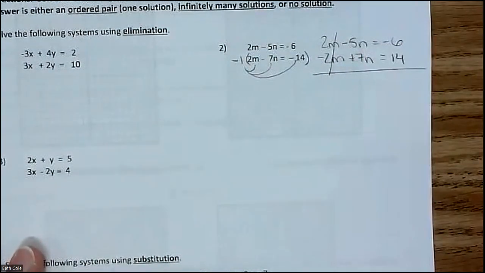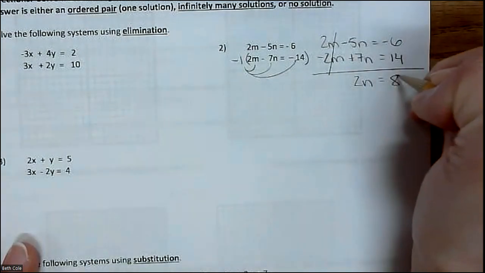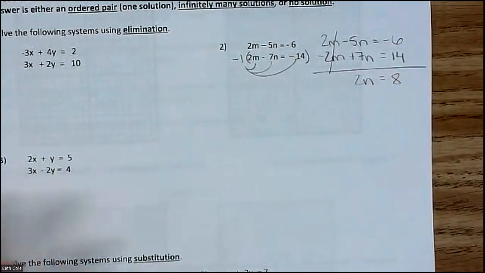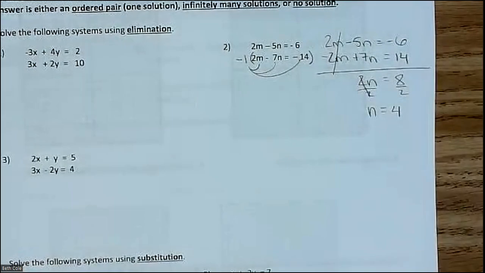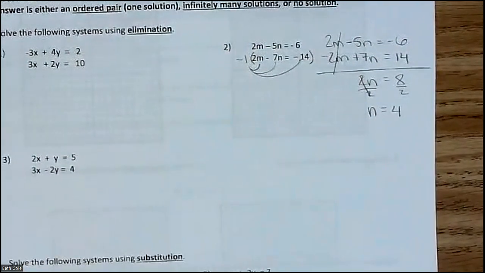-5 plus 7. 2n, good, equals -6 plus 14 would be 8. And then you just solve it from there. What would n equal? N is 4. Not done. We found n, you need m.